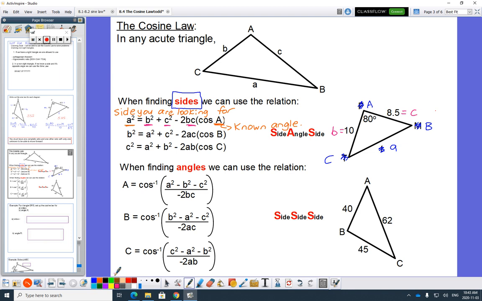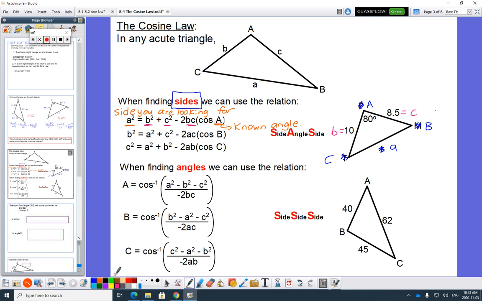So if we were looking for side B, that means that we would know angle B: a squared plus c squared minus 2ac. If we're looking for side C, then angle C, we would know a squared plus b squared minus 2 times a times b.